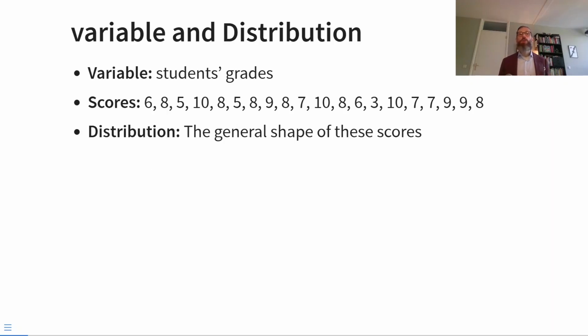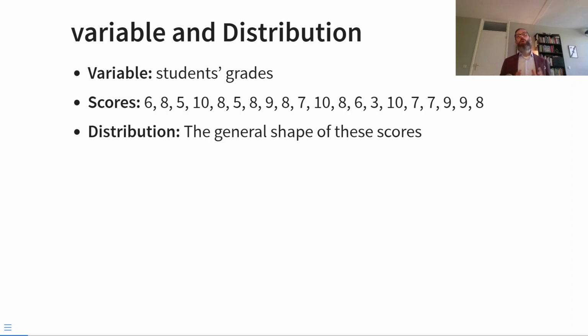In the previous lecture, we covered variables, and you know that a variable is a quantity that can take on different values. If you measure those values in a sample, then you obtain data or scores. So imagine that my variable is students' grades for this course, and I might have obtained the scores that you can see on the screen now. So one student obtained a 6 out of 10, another obtained an 8 out of 10, yet another obtained a 5 out of 10, etc.